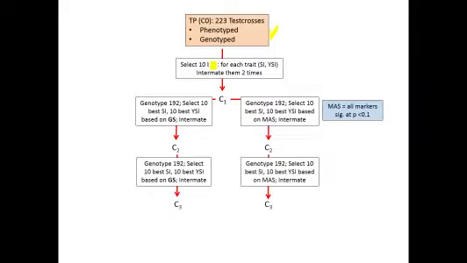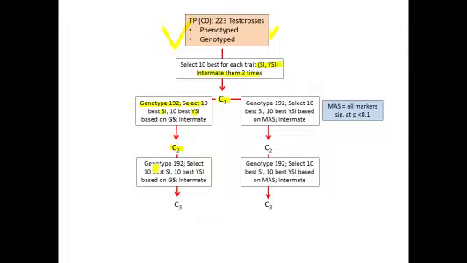From that, they selected the 10 best for each of the traits based on the phenotypes and intermated them 2 times to come up with the first cycle. And this first cycle then is generated by phenotypic selection. From that cycle, they looked at 192 lines, genotyped them, selected the 10 best for each of the 2 traits, and based on their estimated breeding values based on their genomic selection model, picked the 10 best and intermated them to form the second cycle.